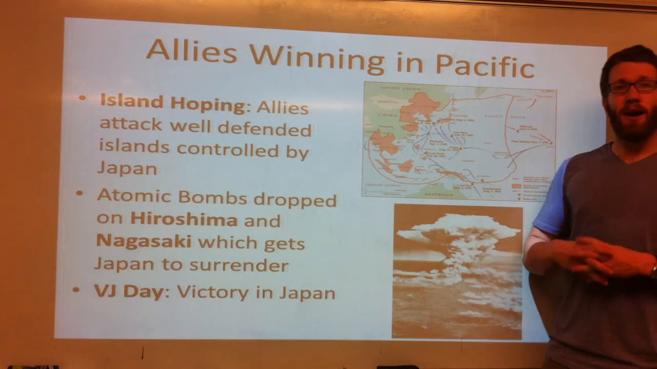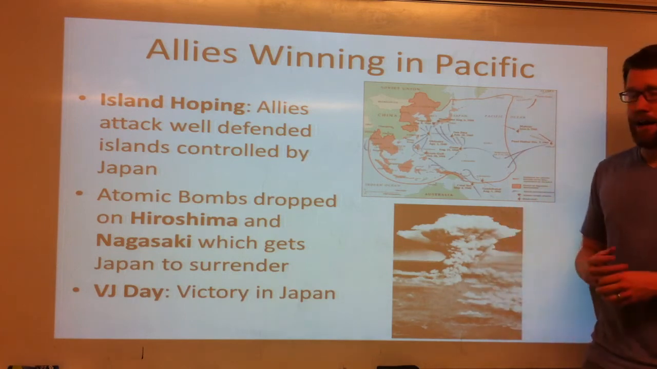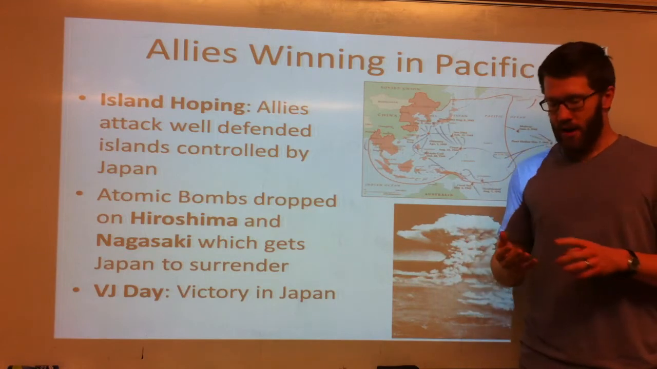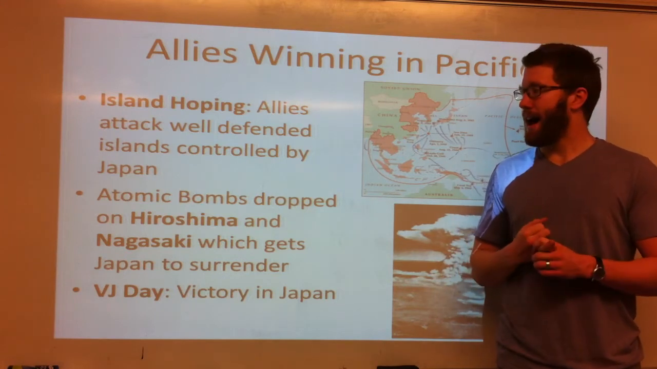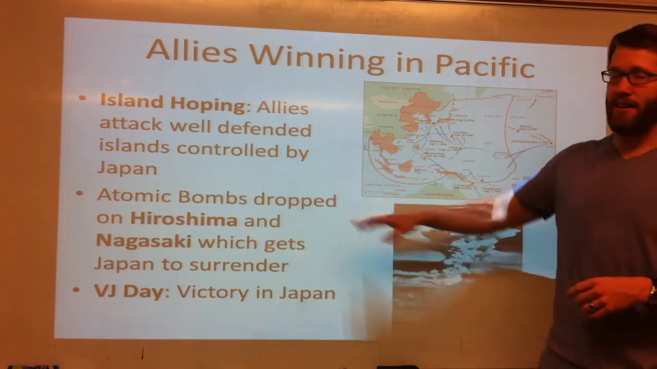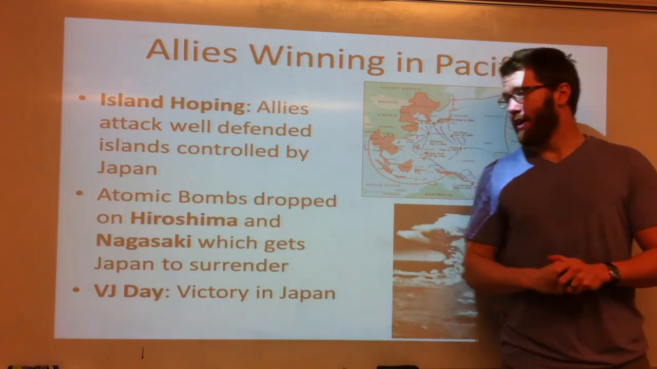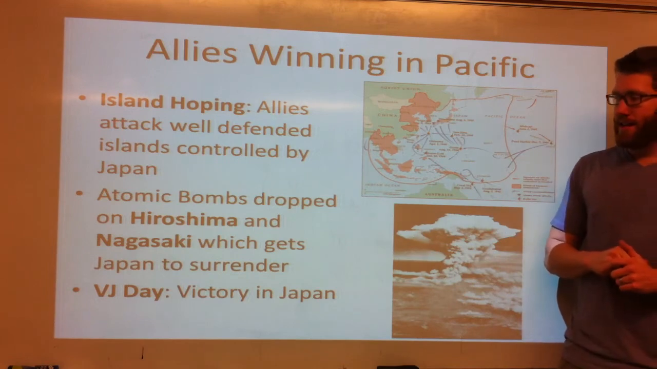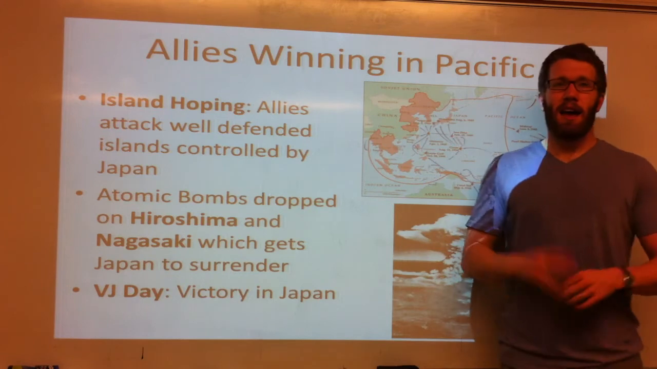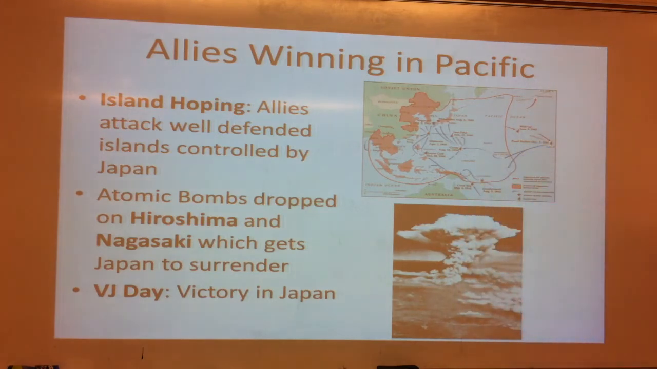Eventually, the U.S. tired of this island hopping, and they decided to use the atomic bomb. And they dropped the only 2 atomic bombs that we had on Hiroshima and Nagasaki. And we threatened to drop another one, and under the threat of dropping a bomb that we didn't have, Japan surrendered. And you have VJ Day, which is Victory in Japan, and that sort of ends World War II.